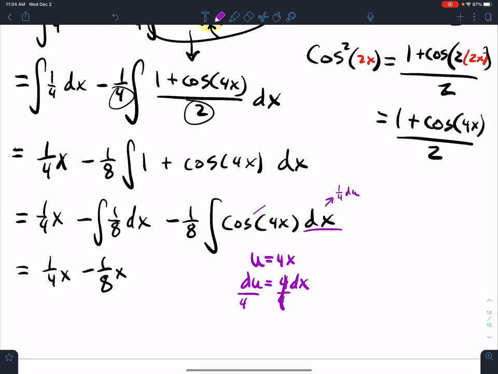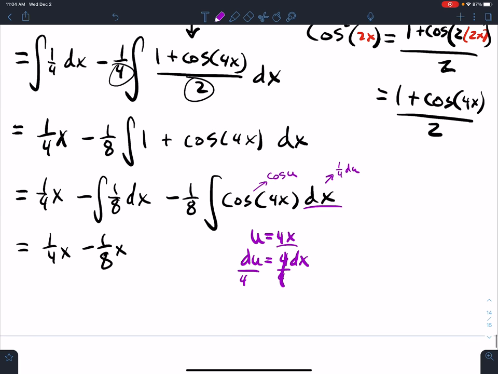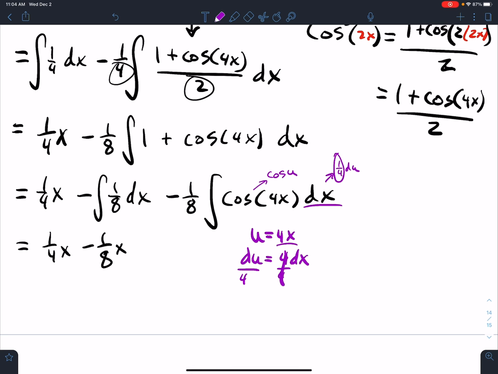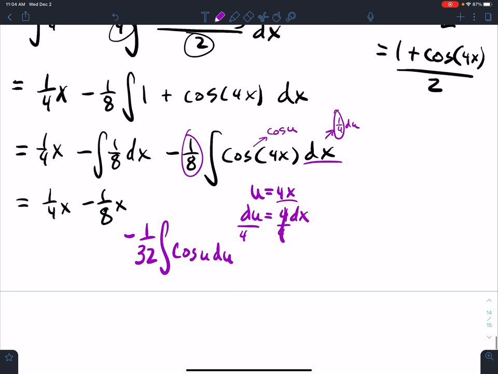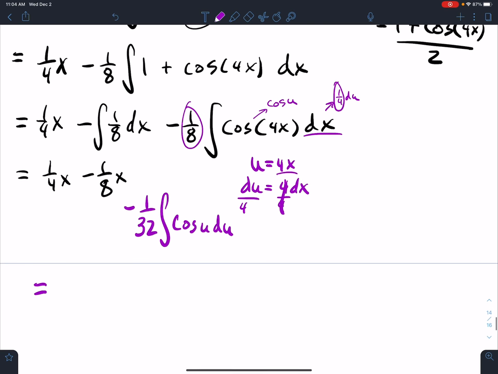And then this here becomes cosine of u because I replaced 4x with u. So the 1/4 comes out front here. So this is going to be minus 1 over 32 integral cosine u du. And guess what? Cosine u integral, I think we can do that one. That is sine u. So this is equal to what? 1/4 x minus 1/8 x minus 1 over 32 sine u plus c.